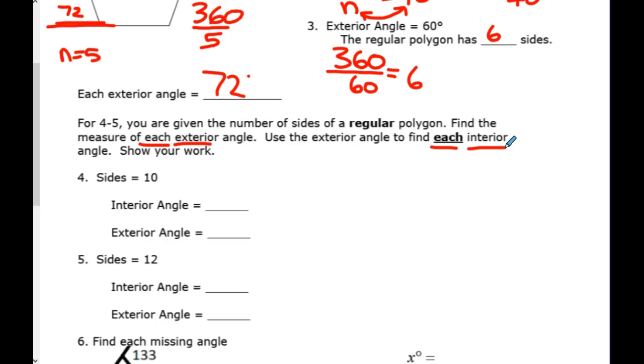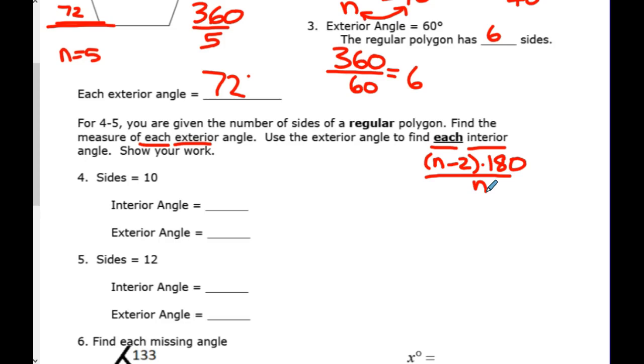N minus 2 times 180. Do we divide by n? You actually do. I made you doubt yourself. So n minus 2 times 180 is the sum. And when it says each, every time you see each, divide by n. So let's write that over here. N minus 2 times 180 divided by n is my formula for each interior angle of a regular polygon.